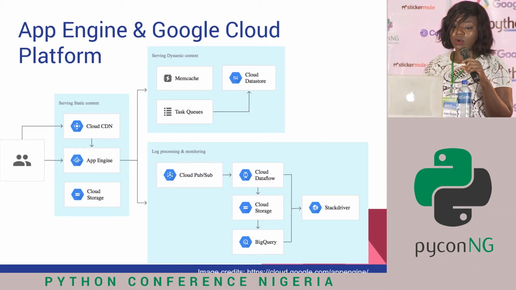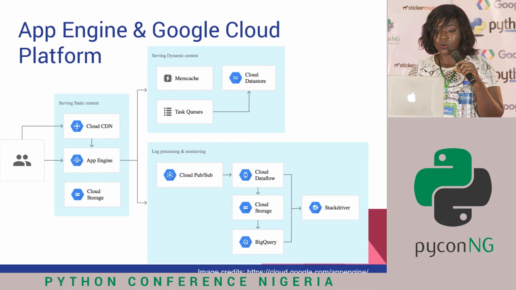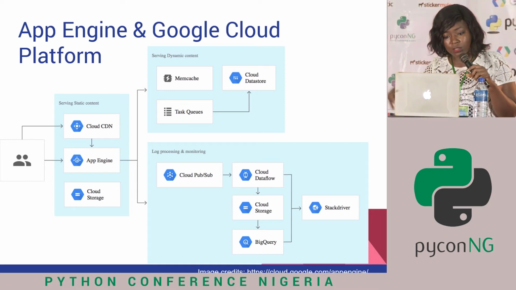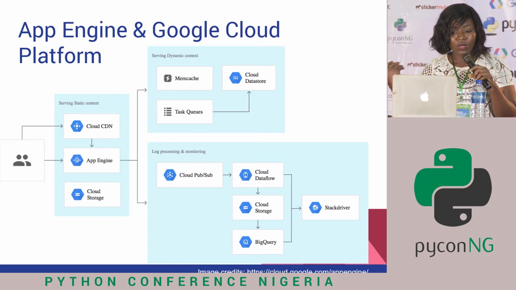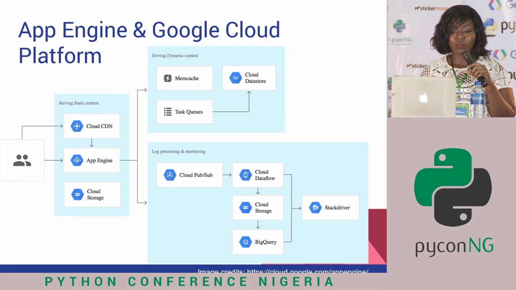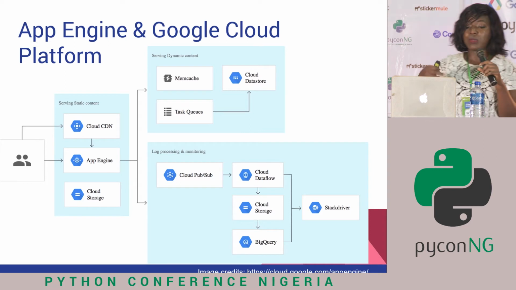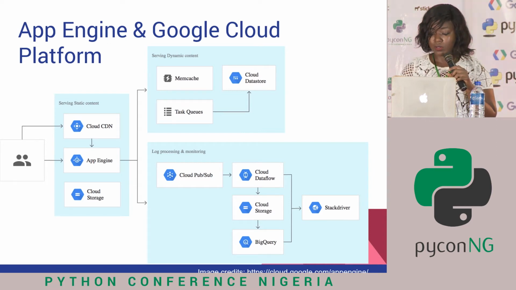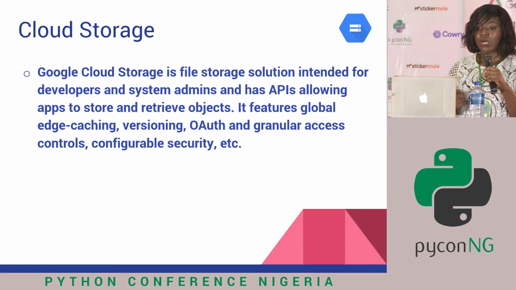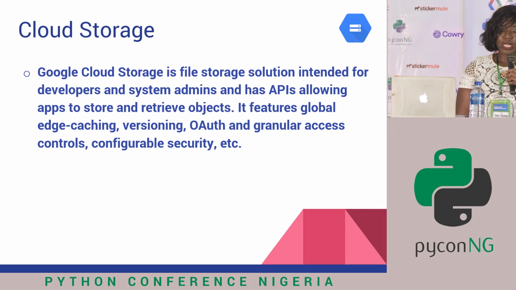So for serving dynamic content, we have Memcache, Task Queue, then Cloud Datastore. And for log processing, we have Cloud Pub/Sub, Cloud Dataflow, Cloud Storage, BigQuery, and Stackdriver. So of course, I won't be explaining everything, but I'll just touch on a few in the next slides. So, okay, I'll start with Cloud Storage.